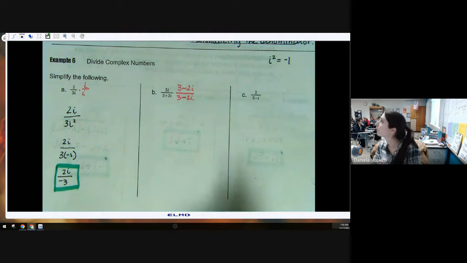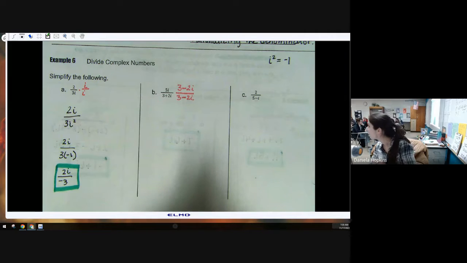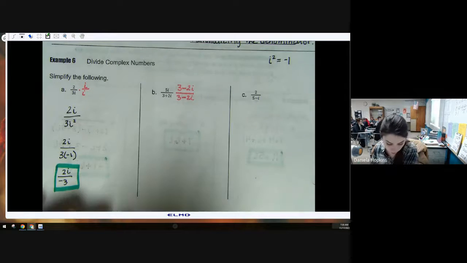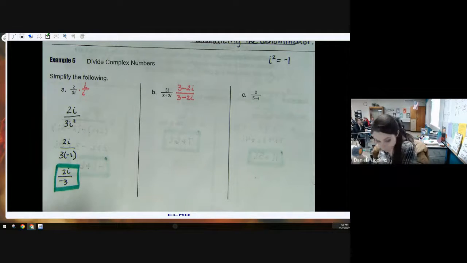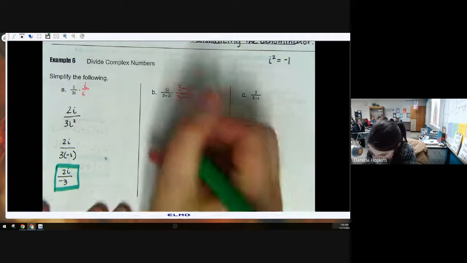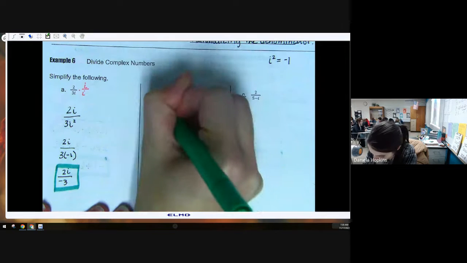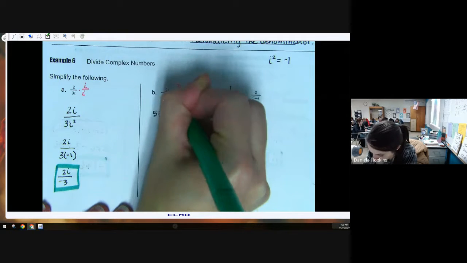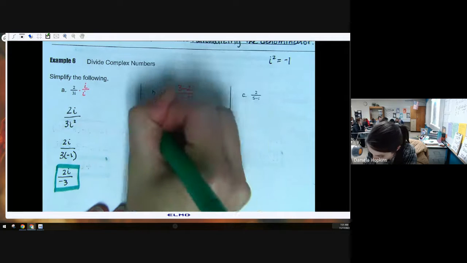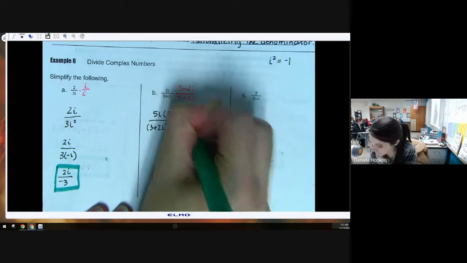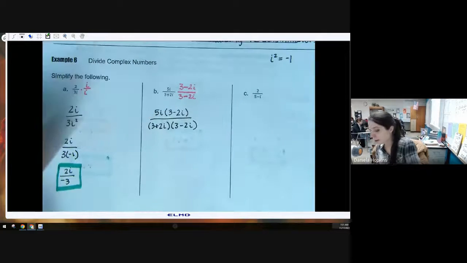Okay. So here's where yesterday you had to practice foiling and all that stuff, whichever method. And I forgot about the box method, so I'm going to show you guys that too at some point. But this ends up being 5i times 3 minus 2i over, and I'm just going to add parentheses here so we don't just multiply one thing in here. It's this whole bottom times that whole bottom.